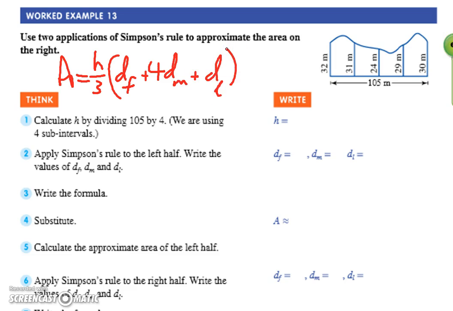Excellent. Now, once again, because we're doing two applications, we're going to have 2 lots of df, 2 lots of dm, and 2 lots of dl. The heights will always be the same. So let's work out first what the heights are. What's the height we're going to use?